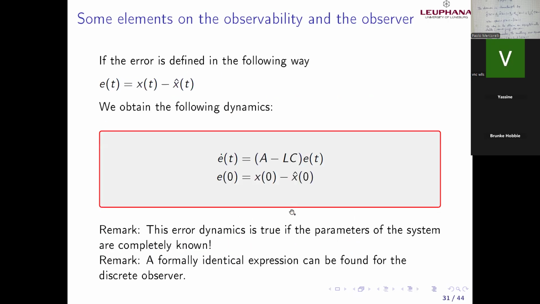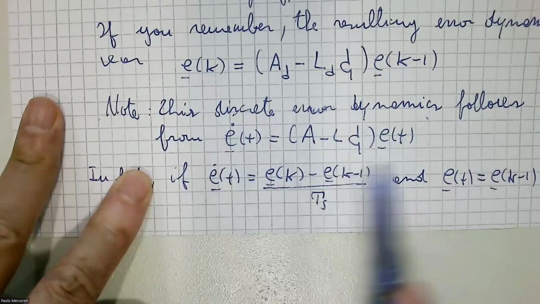And from this it is clear, assuming that, as I told you, the error is what I am measuring minus what I am observing, I will obtain this expression here for the dynamics of the error. We know that the dynamics of the error is asymptotically stable if, and only if, the eigenvalues of the matrix A minus LC have negative real part, which corresponds, once I have a discretization, to what is quickly sketched here.